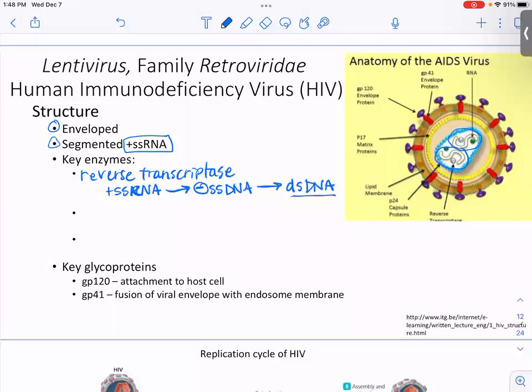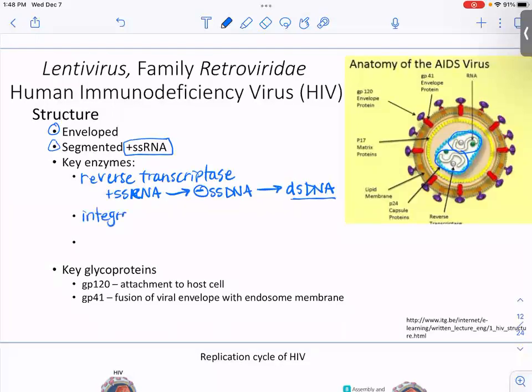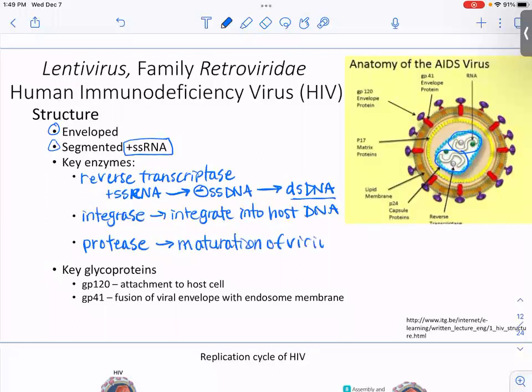Okay, so the other enzymes that it will bring with it are integrase. Okay, and that's so it can integrate into the host DNA, as well as an enzyme protease that's important for maturation of the virion. So what that means is when the new virion's released from the host cell, that enzyme is really important to make some cuts in some of the proteins in that virion so that it's a viable virion. Without those cuts that are made in the new proteins that were translated, then it's not a virion that's going to be able to infect other cells.